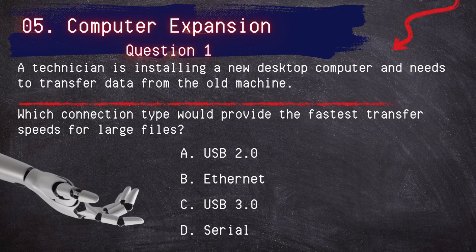A technician is installing a new desktop computer and needs to transfer data from the old machine. Which connection type would provide the faster transfer speed for large files? A. USB 2, B. Ethernet, C. USB 3, or D. Serial?